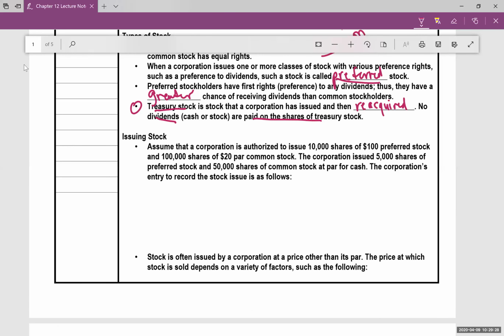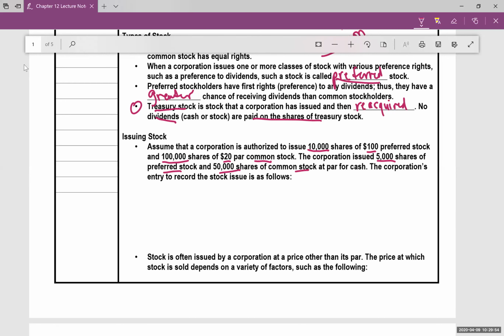Okay, issuing stock. Assume that a corporation is authorized to issue 10,000 shares of $100 preferred stock, and they can issue up to 100,000 shares of $20 common stock. The corporation issued 5,000 shares of the preferred and 50,000 shares of the common. And here is the journal entry.